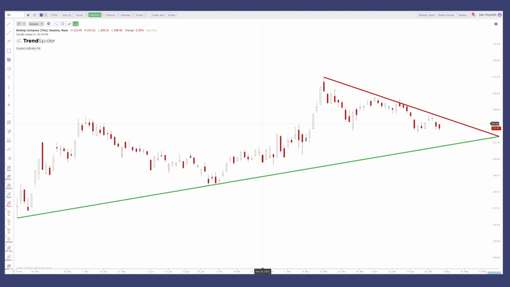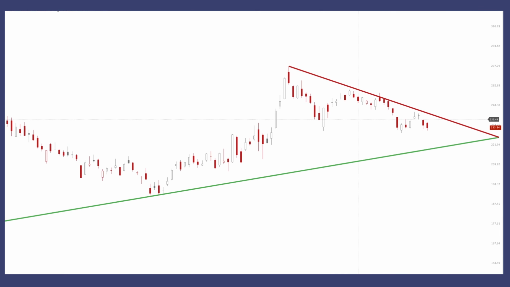The dynamic alert, as I mentioned, is anything on the upper side of the chart. So creating an alert on trend lines, moving averages, Bollinger Bands, Fibonacci levels, anything that is actually interacting with price. So let's take Boeing, for example, here. We have this symmetrical triangle. Now, there's a lot of different ways that you could trade this symmetrical triangle.